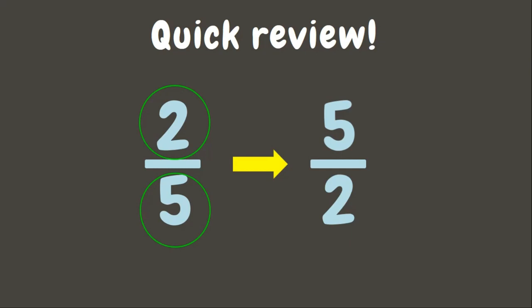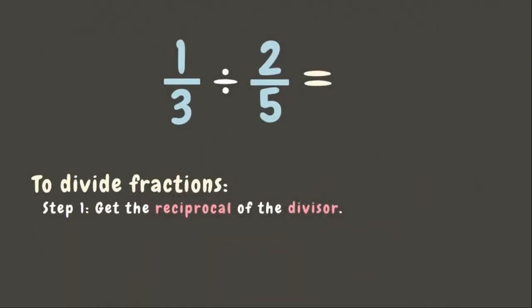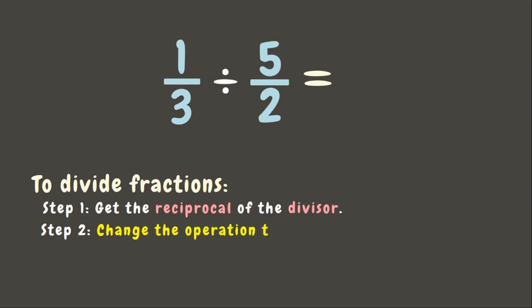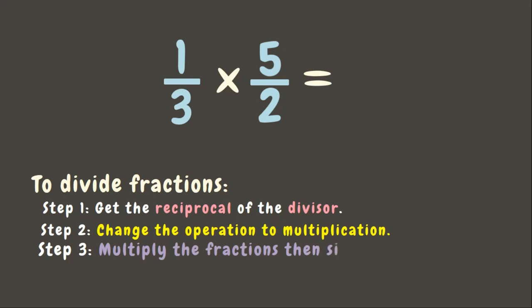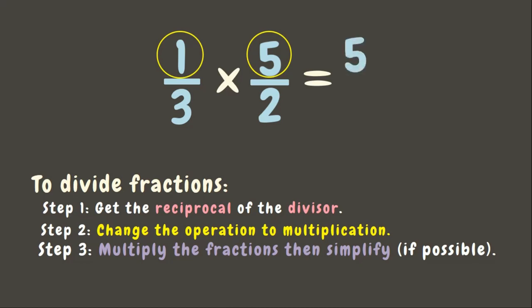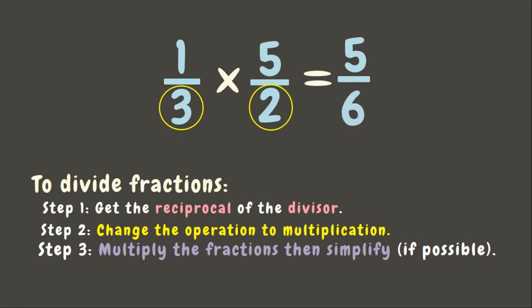Now, let us go back to our problem. Now, let's get the reciprocal of the divisor 2/5. There you go. The next step is we need to change the operation to multiplication. And it's time to multiply the numerators and the denominators. 1 times 5 is 5. 3 times 2 is 6. Since our answer is already in its simplest form, this is now our final answer.